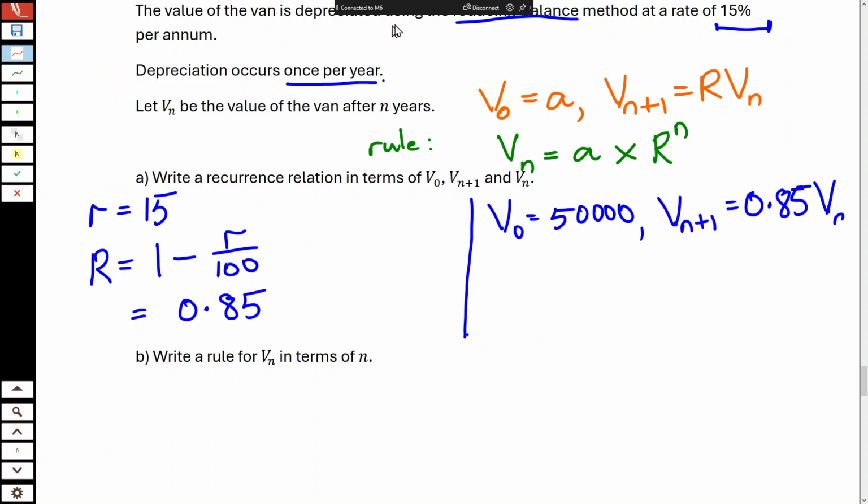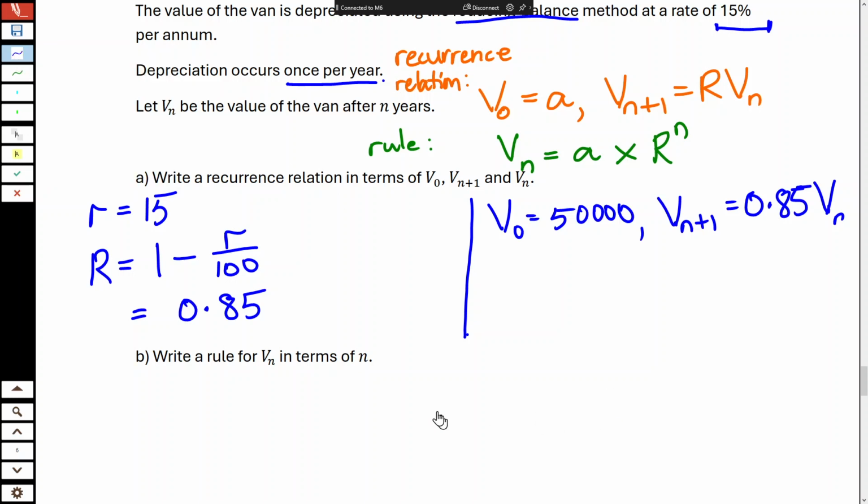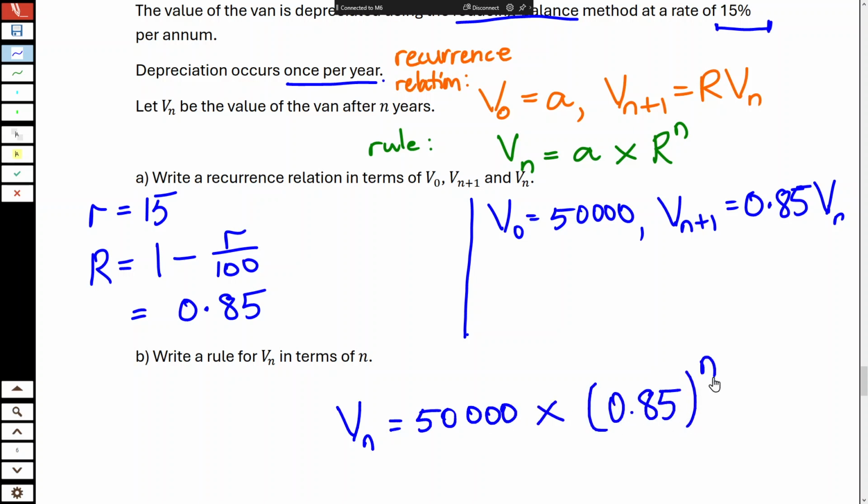Thanks, Evan. Evan has given us the symbolic form with letters. In part A, we actually chose the numbers a and capital R, so we can do the same thing for the rule. Vn equals 50,000 times 0.85 to the power of n.